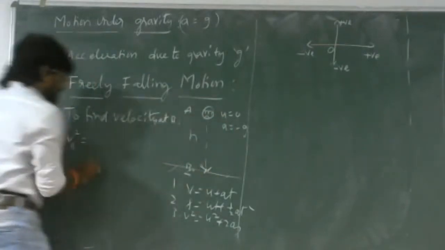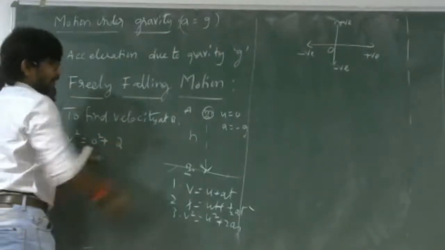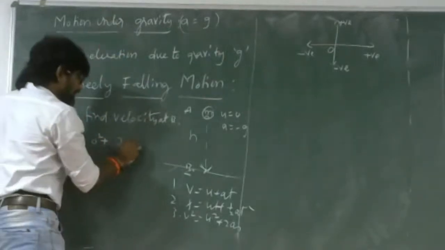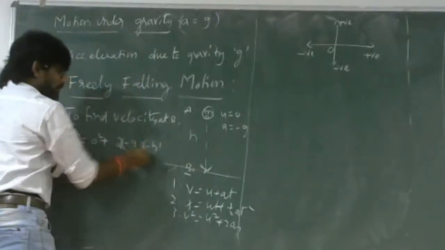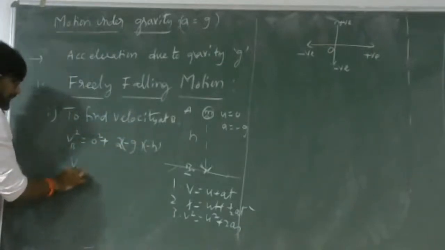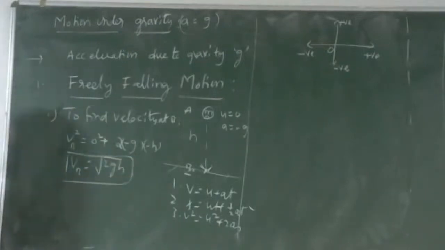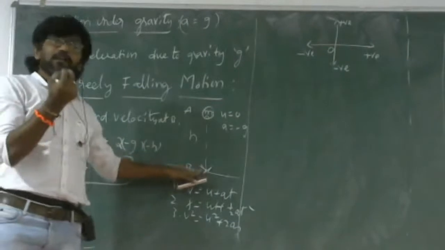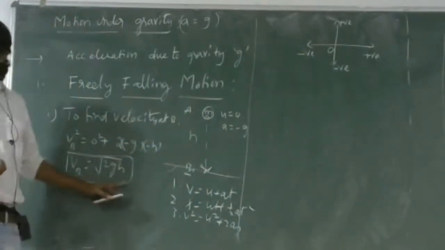So by using this third equation, v square at B is equal to, at A the velocity u is 0, so 0 square plus 2 into acceleration, which is downward, so minus g, and displacement is also downward, minus h. So minus into minus becomes plus 2gh. So Vb is equal to square root of 2gh. Is it clear, everyone? In the case of a freely falling body, the velocity before touching the ground after traveling a distance h is square root of 2gh.